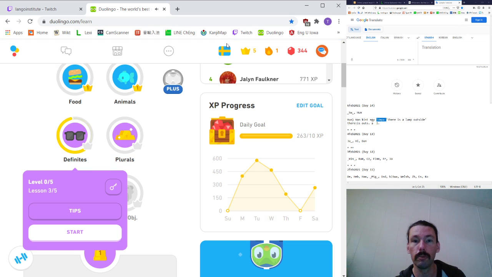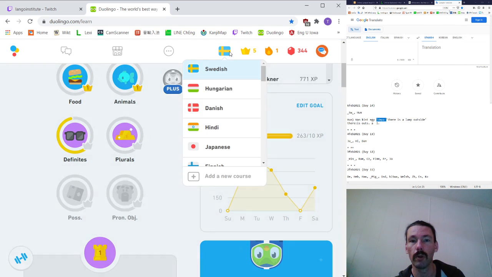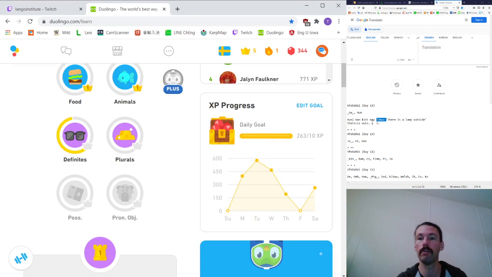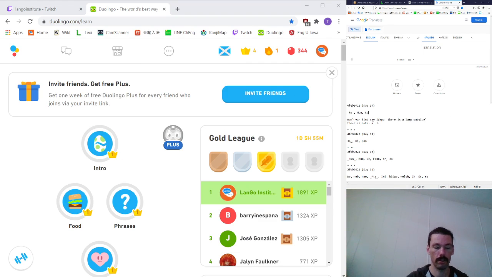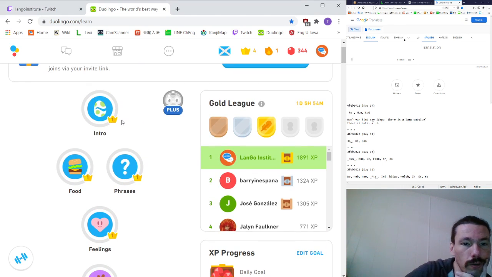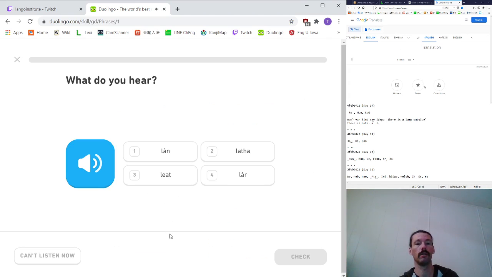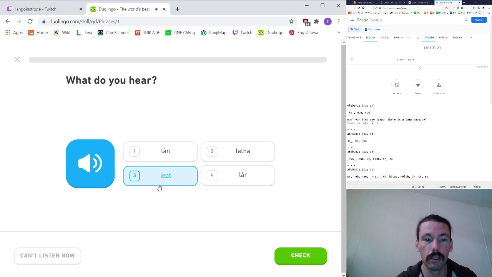Let's switch to something else briefly. Scottish Gaelic. Yes, I do. I haven't seen it in a minute. And I want to review what we've seen so far. Let's do one phrase.